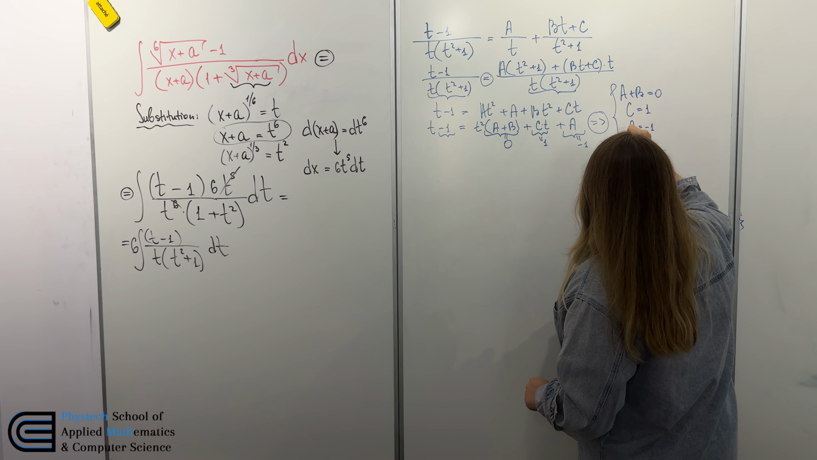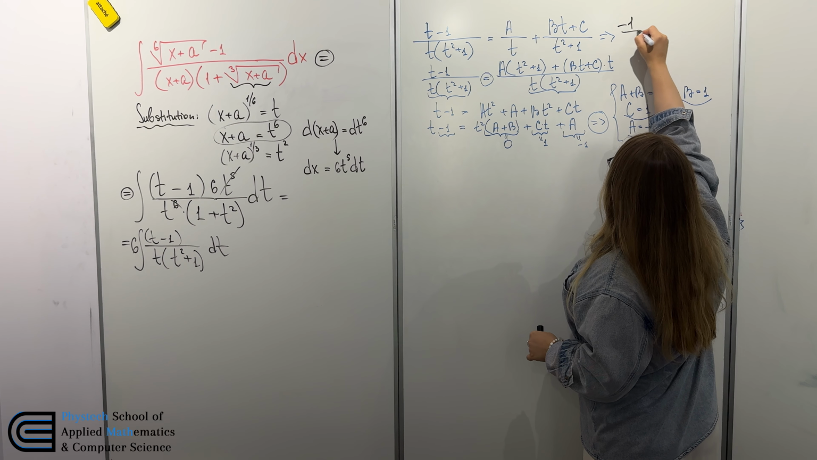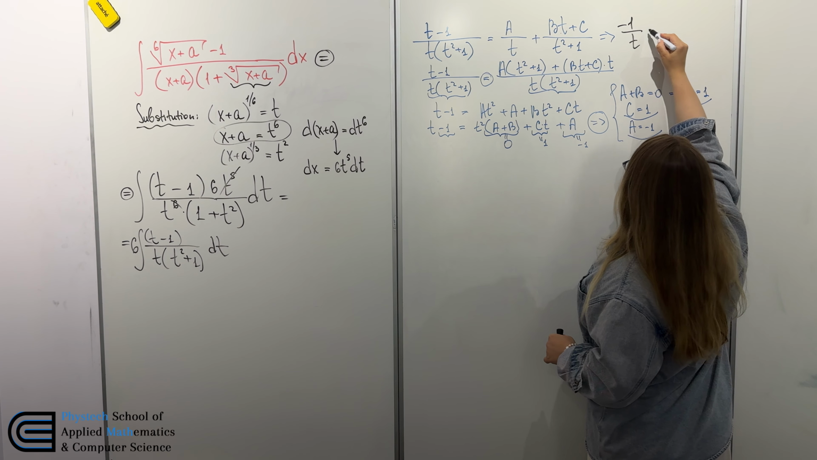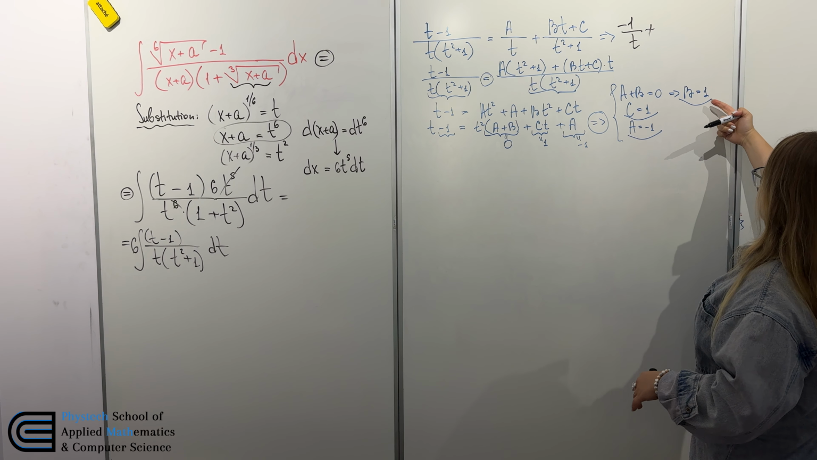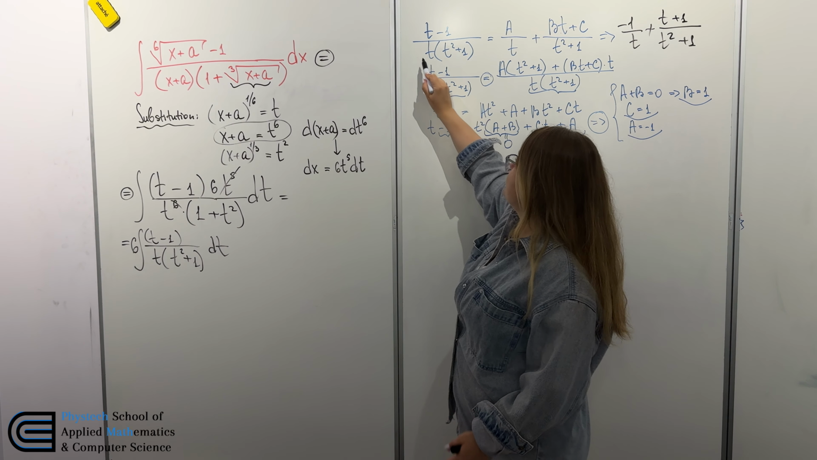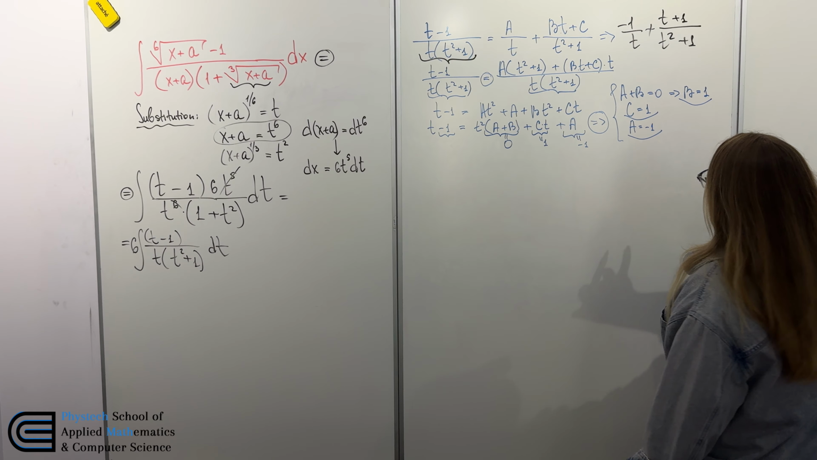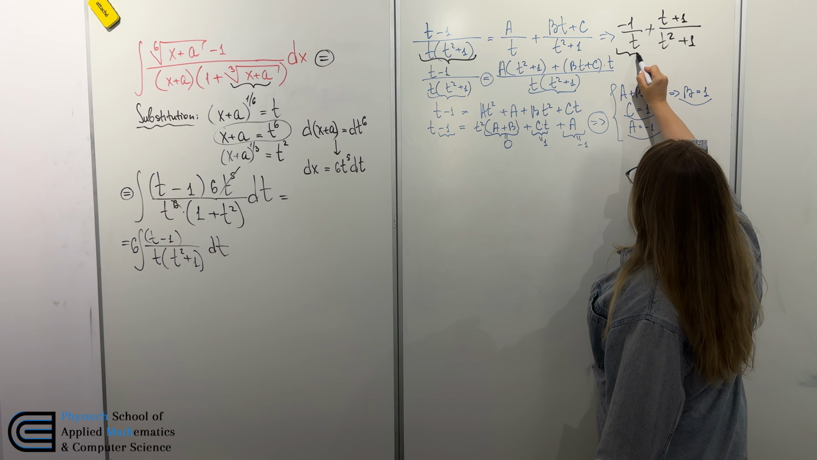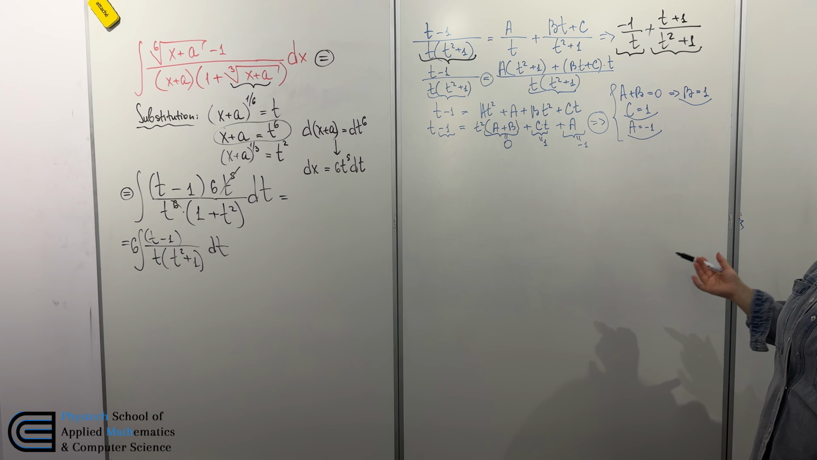We have b, we have a, we have c. So we can now rewrite this line like this: a divided by t, minus 1 divided by t, plus bt plus c. B and c are ones. So it will be t plus 1 here, and here will be t squared plus 1. So this fraction is the sum of this one and this one.